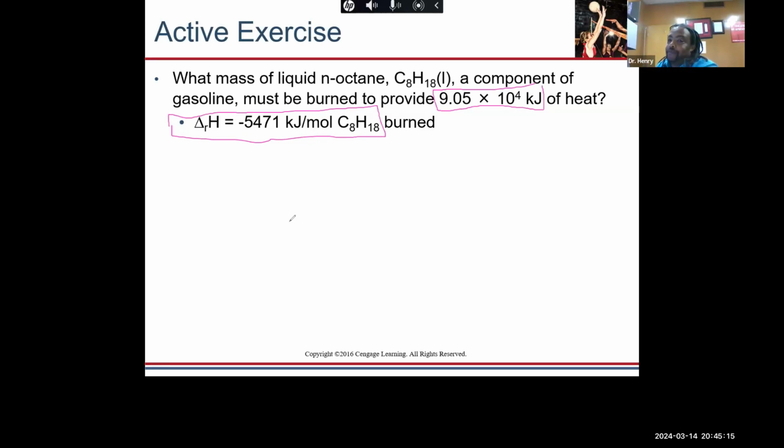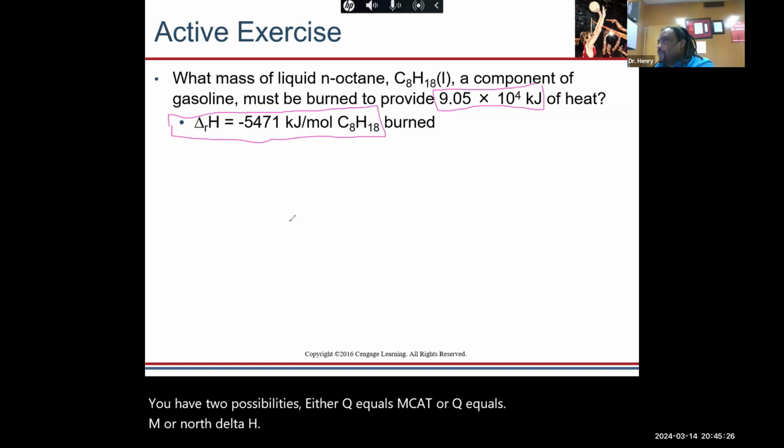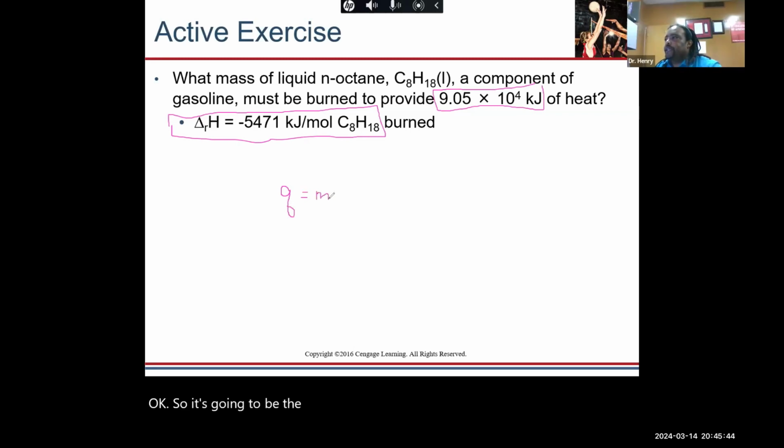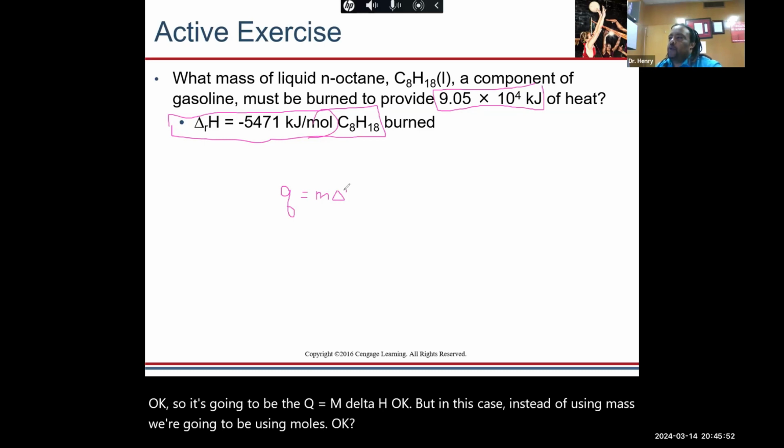You have two possibilities, either Q equals MCΔT or Q equals M times delta H. I think it's Q equals M times delta H. Okay, so it's going to be Q equals M delta H. But in this case, instead of using mass, we're going to be using moles, and then we'll work to mass.